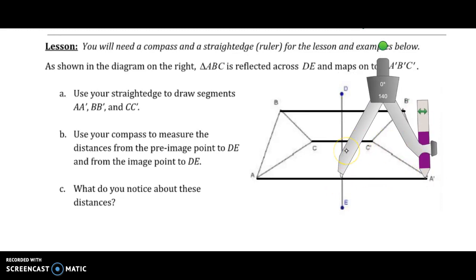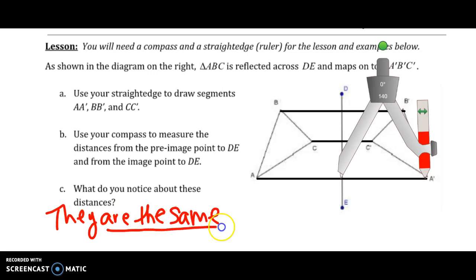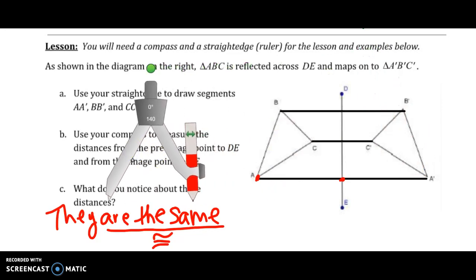And what you should notice about these distances is they are the same, or congruent. So meaning from A to DE and from DE to A prime, these distances are the same. From C to DE and from DE to C prime, those distances are the same. And from B to DE and DE to B prime, those distances are the same.